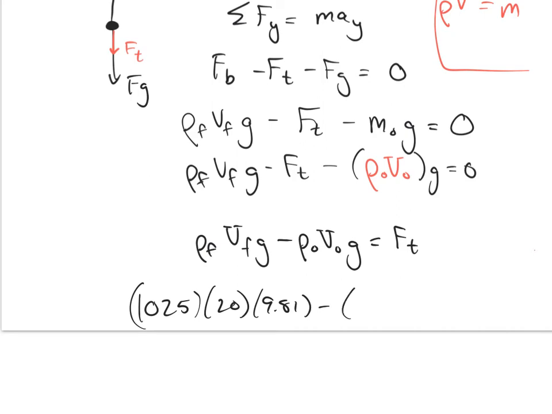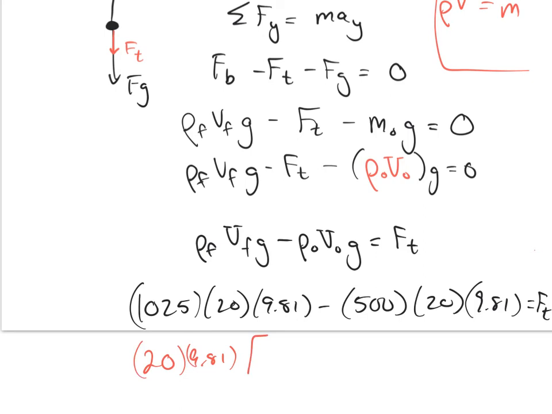easier. The density of the object was 500 after it was inflated. The volume of the object is the same. That could have been factored out also. So 20 times 9.81 could have been factored out of this and placed in front before calculating. Here's what I'm saying. This is what it could have looked like.